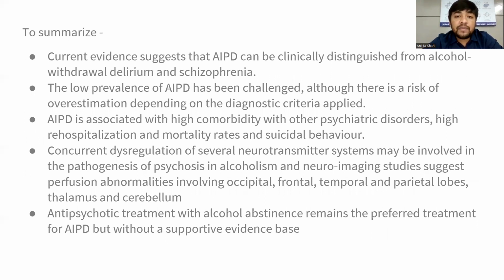Low prevalence of AIPD has been challenged, although there is a risk of overestimation depending on the diagnostic criteria applied. AIPD is associated with high comorbidity with other psychiatric disorders, high rehospitalization and mortality rates, and suicidal pain. Concurrent dysregulation of several neurotransmitter systems may be involved in the pathogenesis of psychosis in alcoholism, and neuroimaging studies suggest perfusion abnormalities involving occipital, frontal, temporal, parietal, thalamus, and cerebellum. Antipsychotic treatment with alcohol abstinence remains the preferred treatment for AIP.